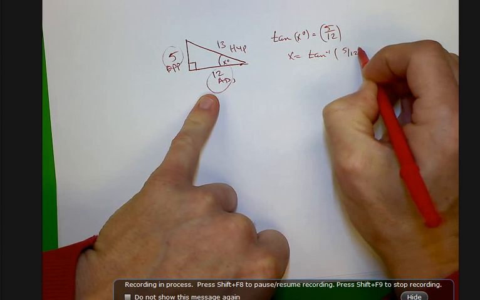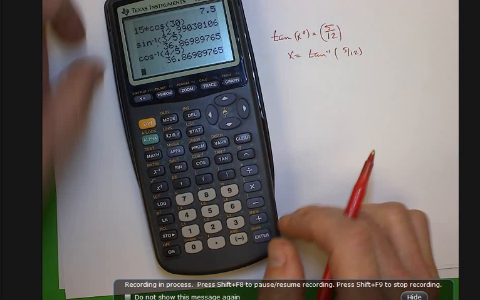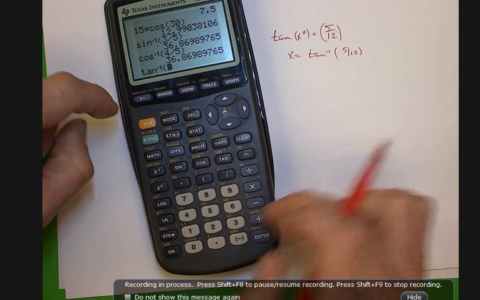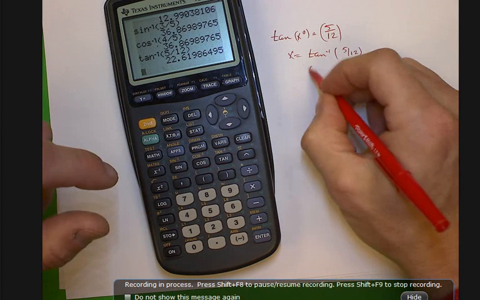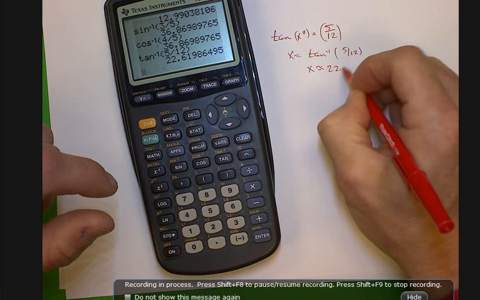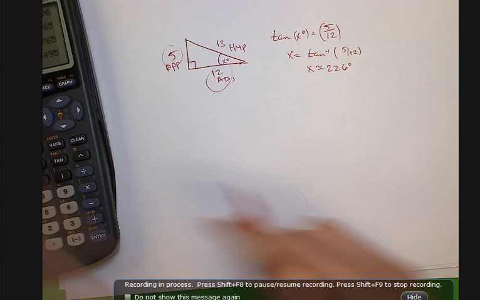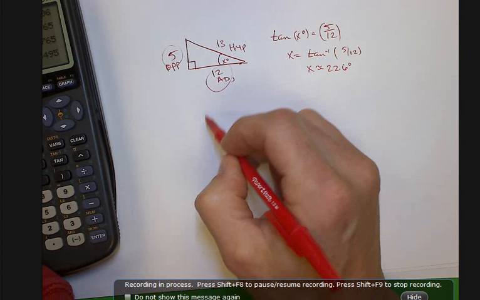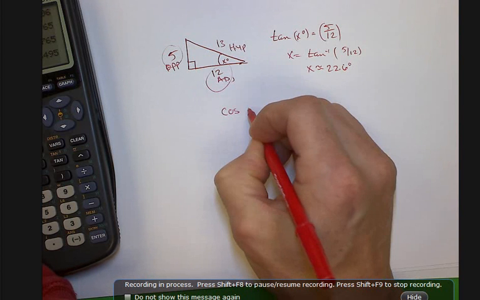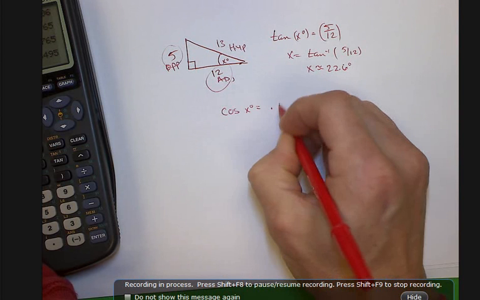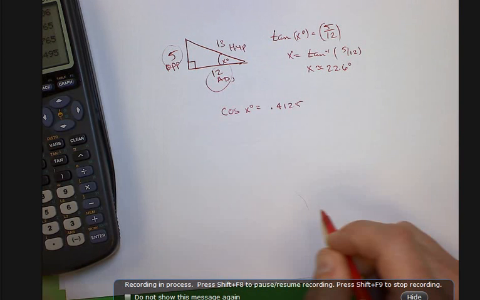And I just typed that into my calculator. Second function tangent, 5 divided by 12 equals. And x is about 22.6 degrees. Second type of question I could have, you may see something this easy. Cosine of x degrees equals 0.4125. Find x. Well, that's the same thing we were doing here.